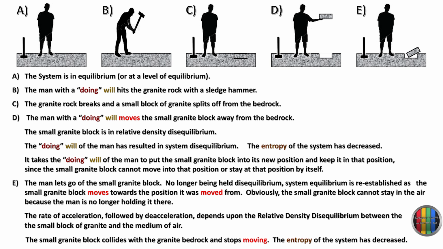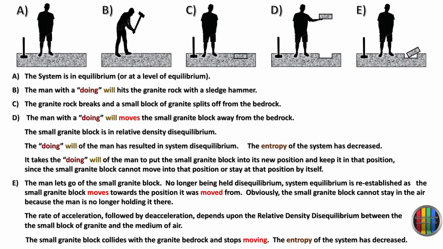The small granite block is in relative density disequilibrium. The doing will of the man has resulted in system disequilibrium. The entropy of the system has decreased. It takes the doing will of the man to put the small granite block into its new position and keep it in that position, since the small granite block cannot move into that position or stay at that position by itself.